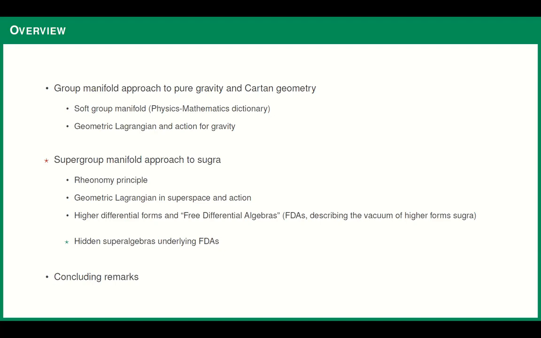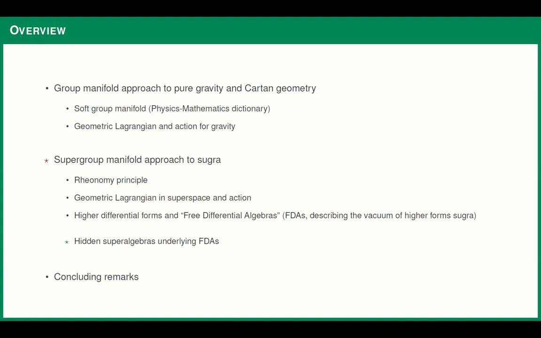And so this is just at the gravity level, the group manifold approach level, to then move to the supergroup manifold approach, and to extend this discussion, and to show how this geometric construction can be consistently extended when dealing with superspace by means of what is called the rheonomy principle, and then how to write the geometric Lagrangian actions in superspace. And also there will be different approaches, different schools of thought, in writing actions in superspace.